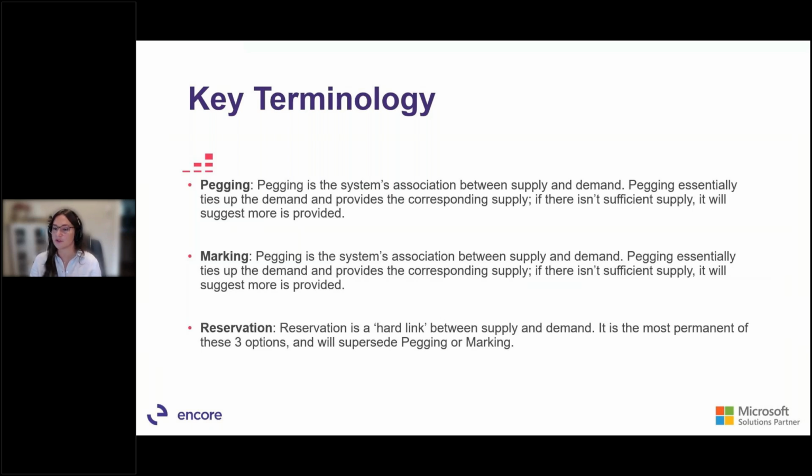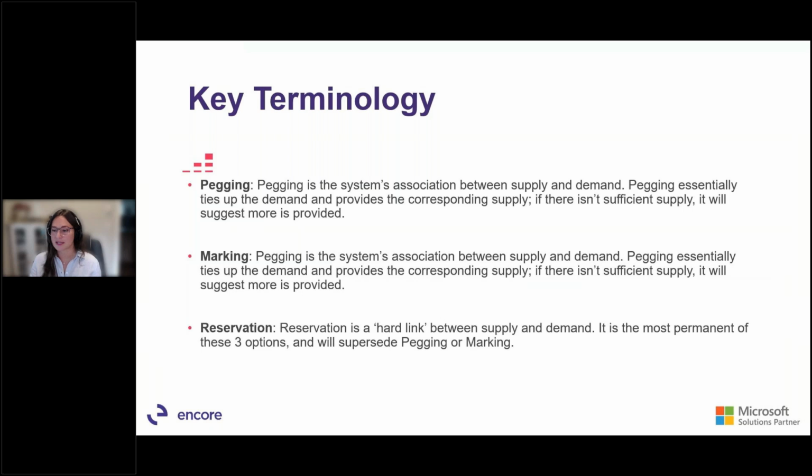So if there isn't sufficient supply, it will suggest more. And the pegging is just, I don't even want to call it a soft reservation because it's not. It's the system's correlation between what's driving demand and driving supply based on your demand. So that's what we saw in the net requirements window. Marking. Marking is like pegging, but marking is used to show how demand is expected to be covered in master planning. Marking is more permanent than pegging. Pegging has no bearing on priority. Marking, however, can be manually applied by a user.